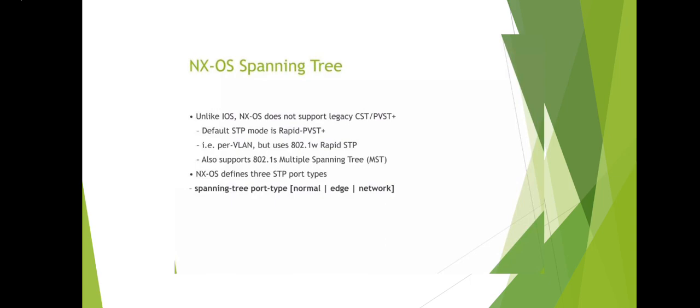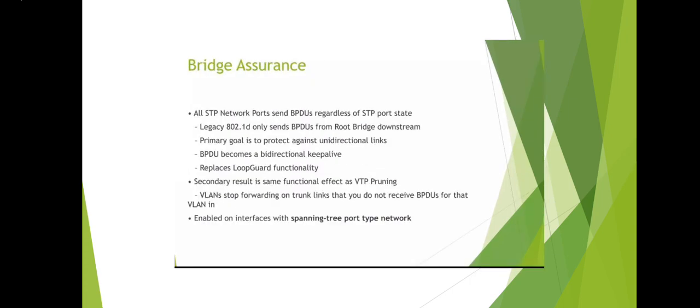Unlike IOS, NX-OS does not support PVST plus and CST. Of course, the default mode is going to be rapid PVST plus, rapid STP, that is 802.1w. It also supports 802.1s MST. We've got three different port types: normal, edge or network. So spanning tree port types: normal, edge and network.